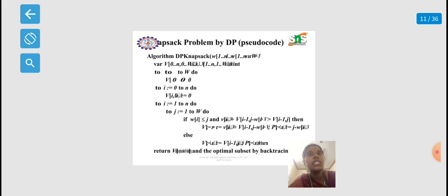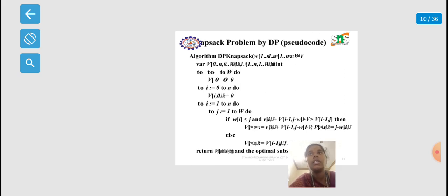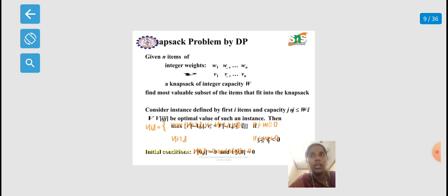Those observations lead to the following recurrence: f of i comma j equals the maximum of f of i minus 1 comma j, and vi plus f of i minus 1 comma j minus wi, if j minus wi is greater than or equal to 0; and f of i minus 1 comma j if j minus wi is less than 0.